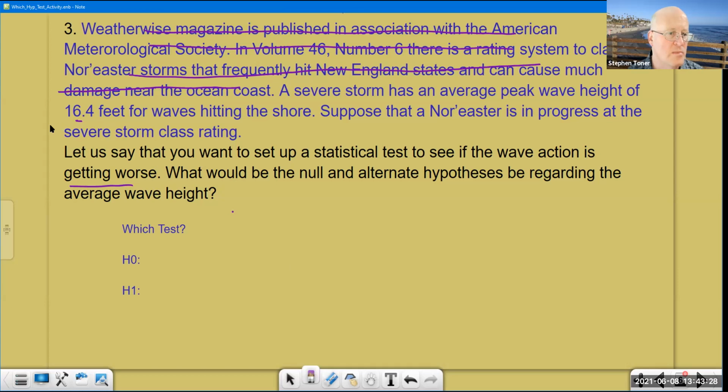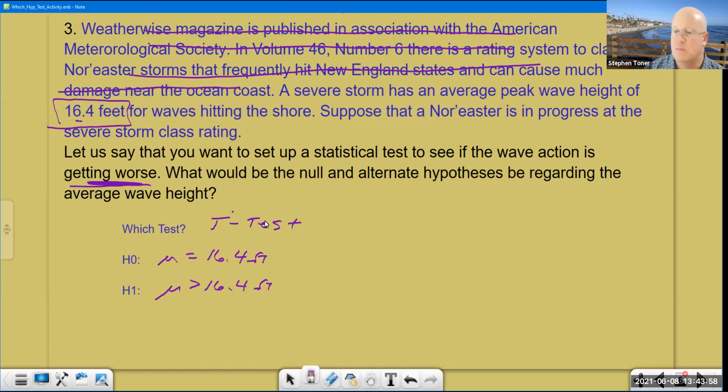The only number we have here is 16.4 feet. And we want to know, is it getting worse? So our alternate would be mu is greater than 16.4 feet. And we would assume that if it's not getting worse, it would still be at that 16.4 feet level. Since there's just a single mean, this will be a regular t-test.